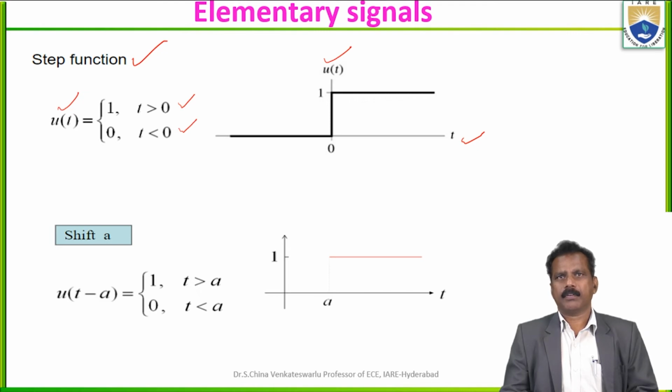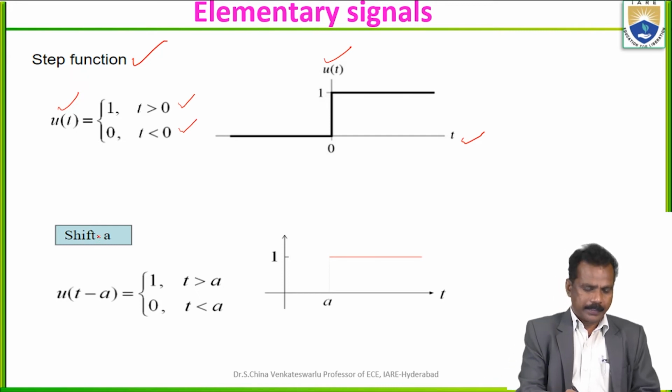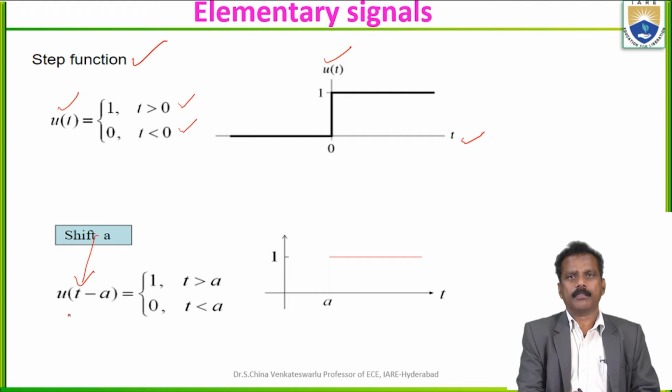Okay, here u of t is the step function we know, but it is shifted to a. It is followed by u of t minus a. Using the same condition, it is 1 for t greater than a, and 0 for t less than a.